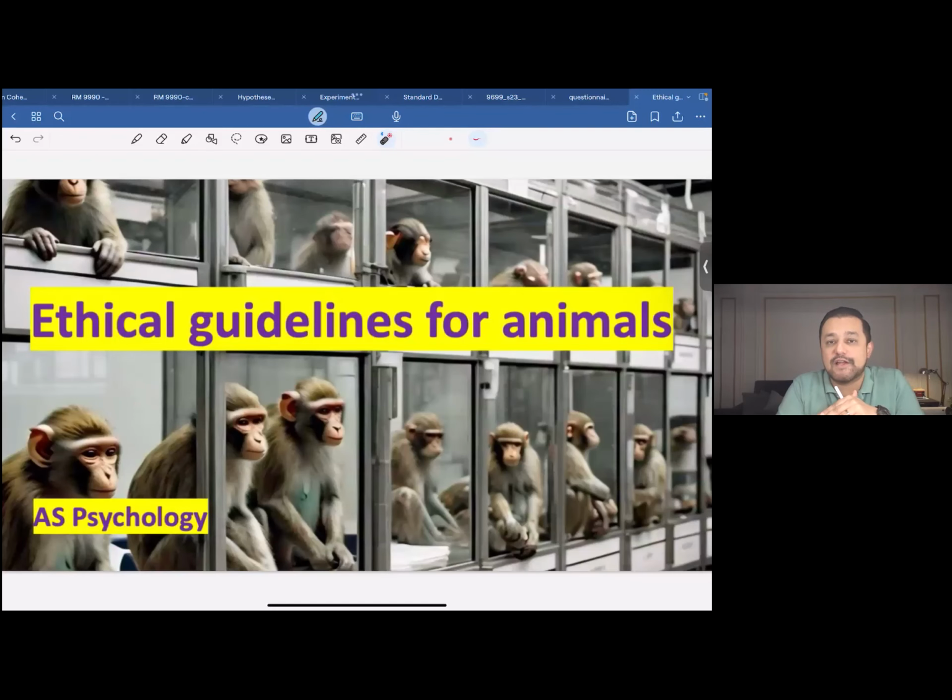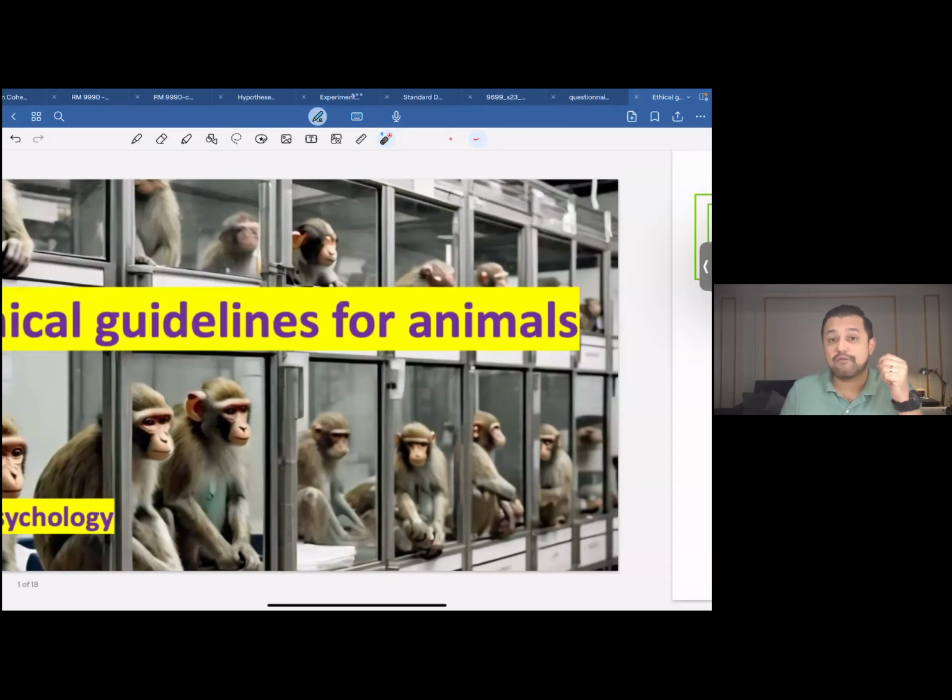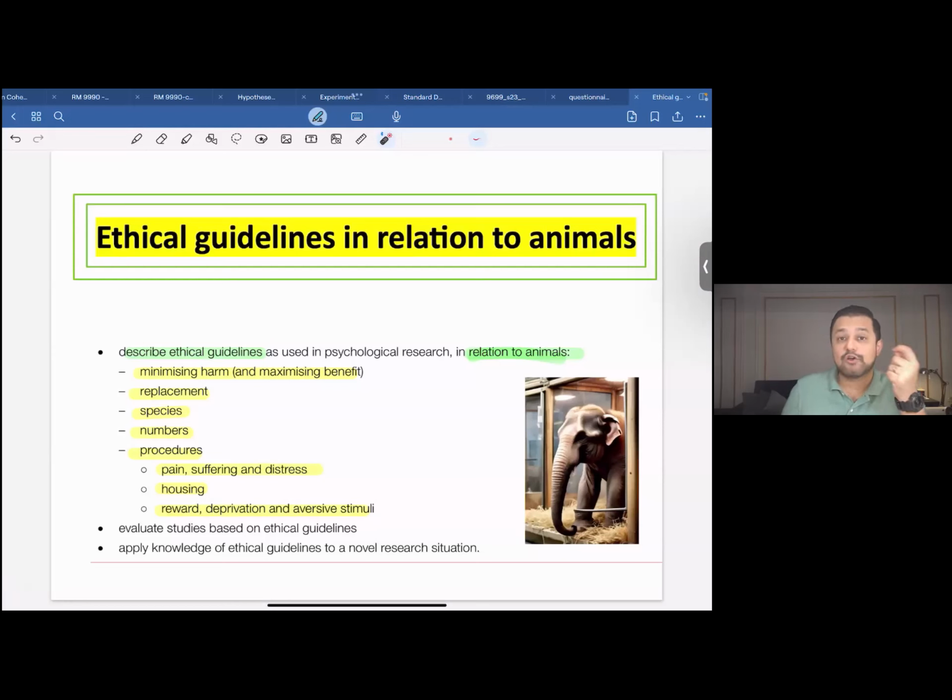Hello, everyone. Let's discuss the ethical guidelines that are used for animals while conducting psychological research. Now, before we begin, I'd want you all to have a look at the syllabus, have a look at the requirements by the CIE. You should all know what you should be familiar with, what you should be able to describe, and what the evaluative aspects are that the CIE wants you to keep in mind while preparing.